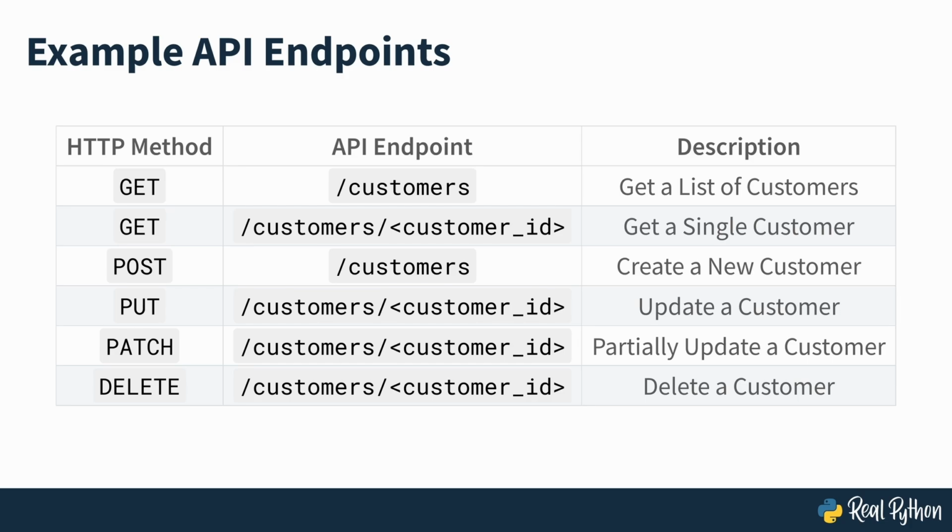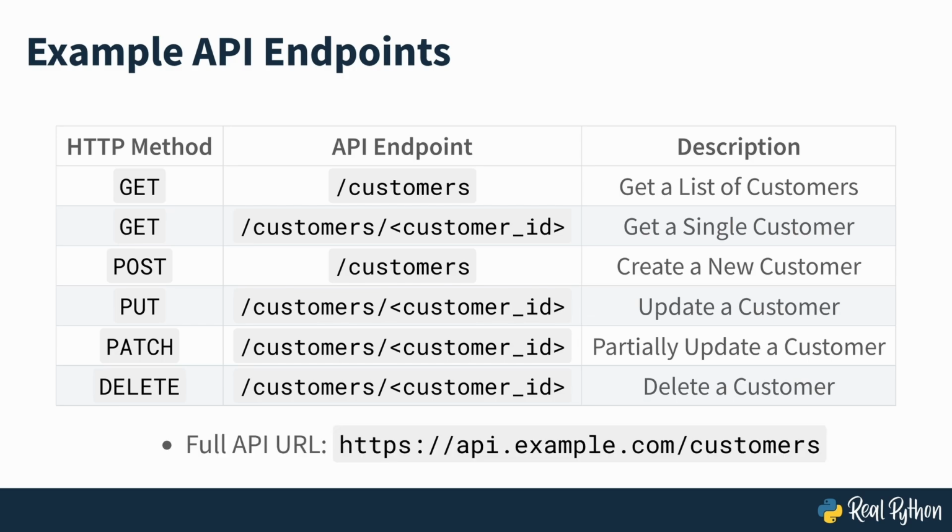Each of the endpoints seen here performs a different action based on the HTTP method. Note that the base URL for the endpoints has been omitted for clarity. In reality, you'll need the full URL path to access an API endpoint. The base URL is everything besides customers.